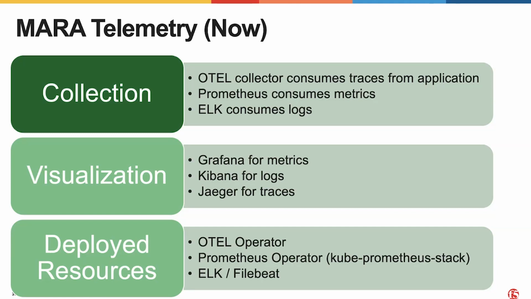So where are we now with Mara and telemetry? Currently, we collect data from 3 sources. The OpenTelemetry collector consumes traces from the applications that are instrumented. Prometheus is used to consume metrics, and the Elastic Stack consumes logs. For visualization, Grafana is used to view metrics, Kibana is used for logs, and Jaeger is used to view the traces. In order to accomplish all this, we've deployed the OpenTelemetry operator, we've deployed the kube-prometheus stack, and we've deployed the Elastic Stack and Filebeat.